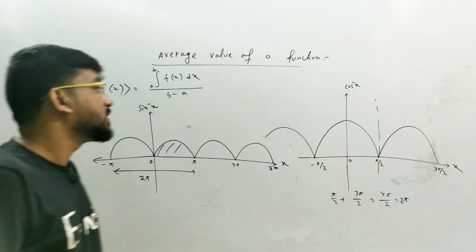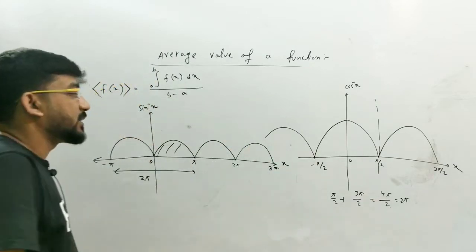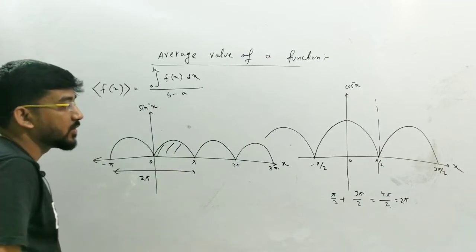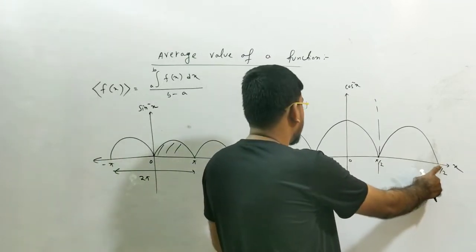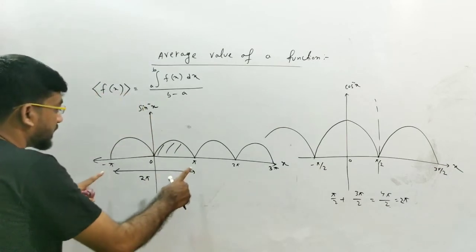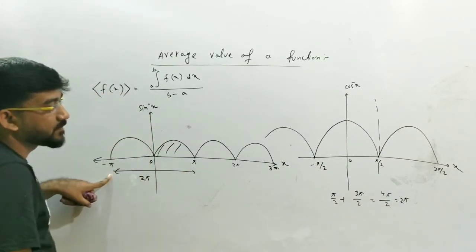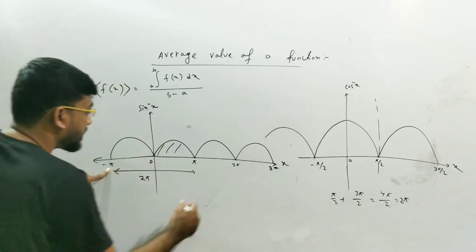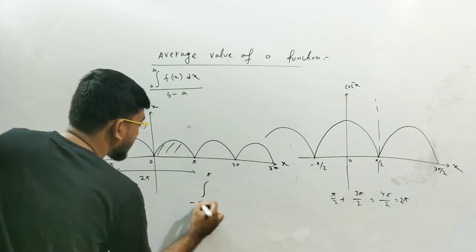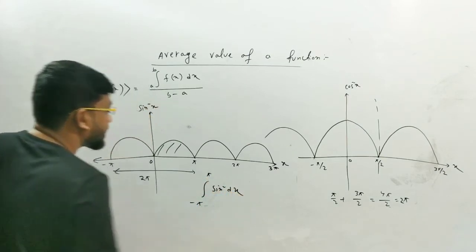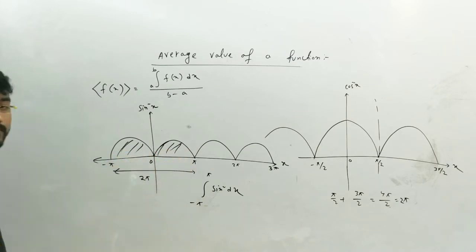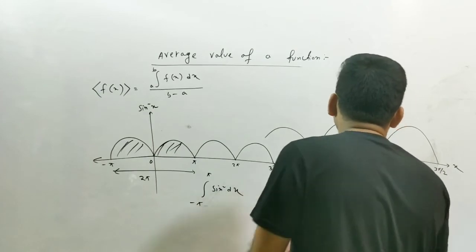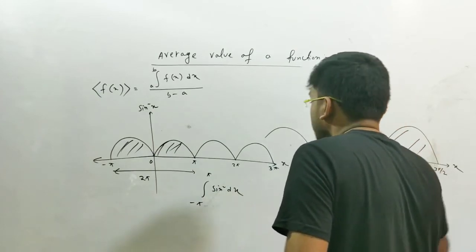That means the average value of these two functions will be same. If you find out the average value within this period minus pi to plus pi, or within this period, that will imply the same thing. Okay, so the average value of minus pi to pi sin square x dx is nothing but the area of these two peaks. Similarly, the area of this region will be same as this.